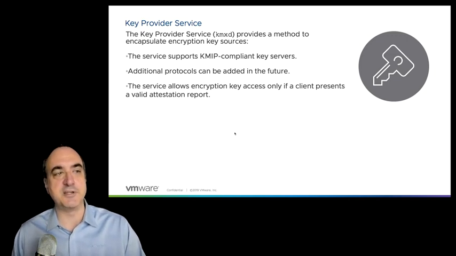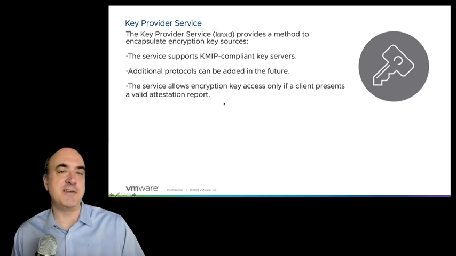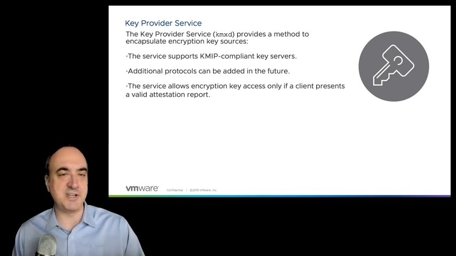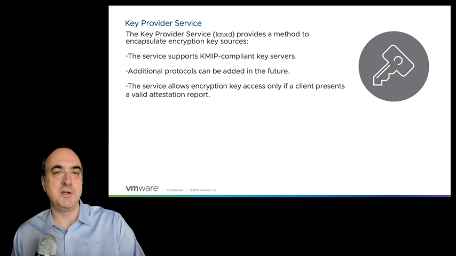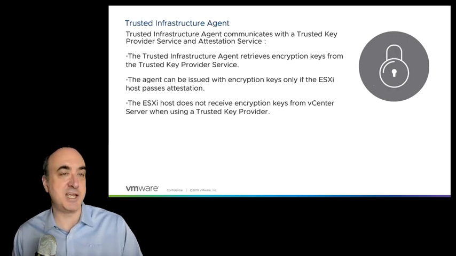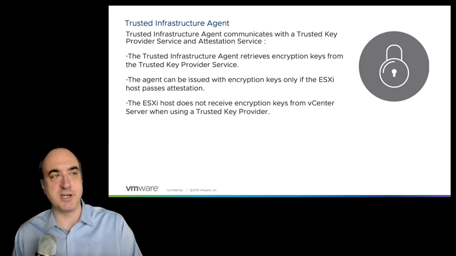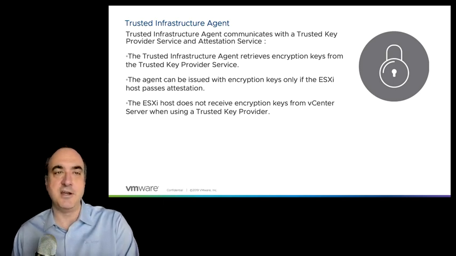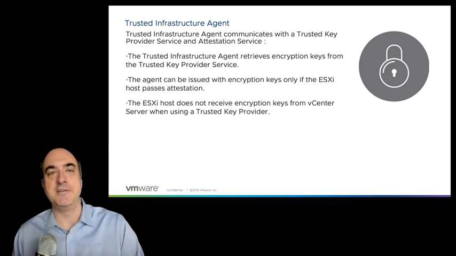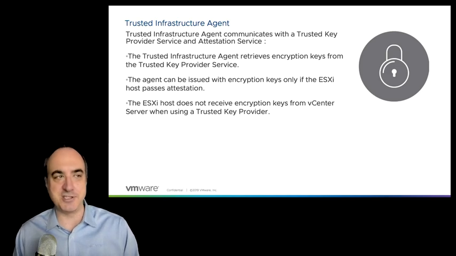And the service allows the encryption key access only if a client presents a valid attestation report. So again, if a host does not provide that valid report, then the host will not receive a key from the KMXD service. And if a host does not receive a key, it can't run an encrypted VM in a trusted configuration. And then finally, we have the KMXA, that trusted infrastructure agent that is running on every host that's in the attested cluster, right? The cluster that's being remotely attested to be valid and validated that it can run these trusted workloads.